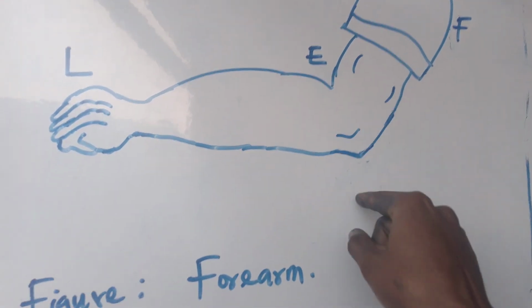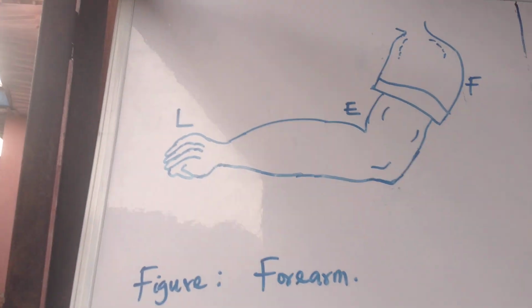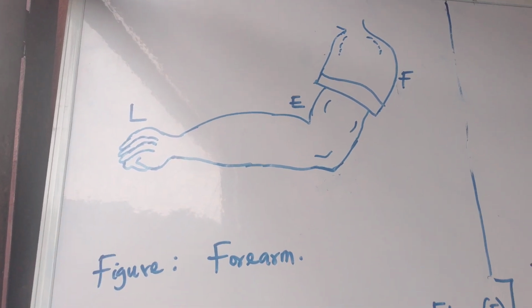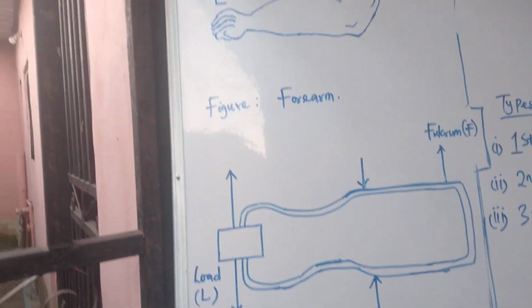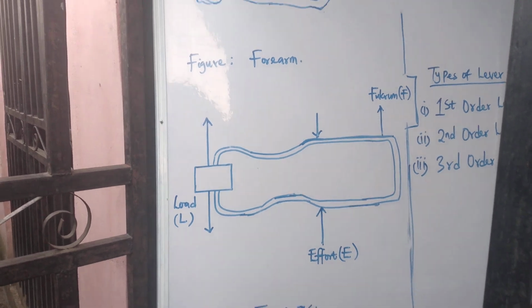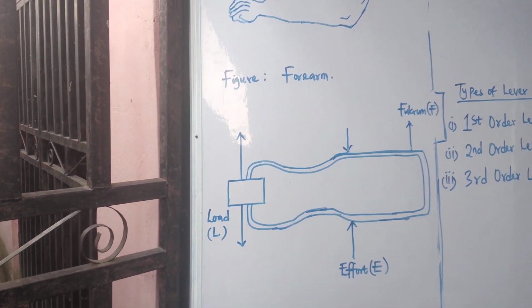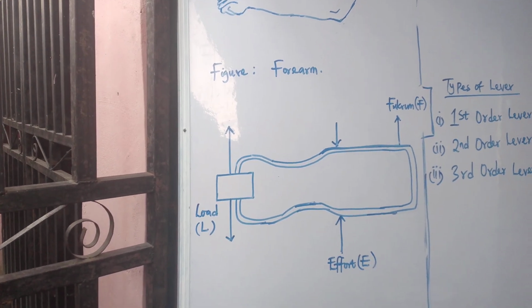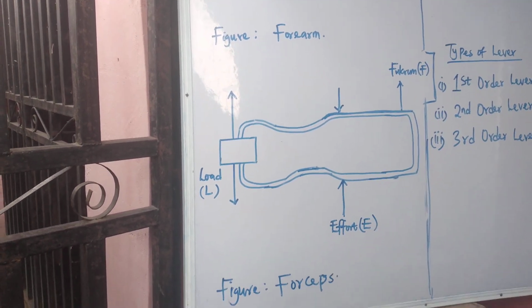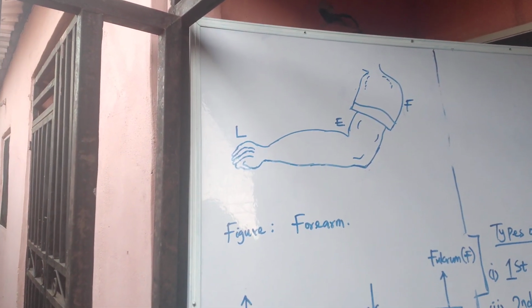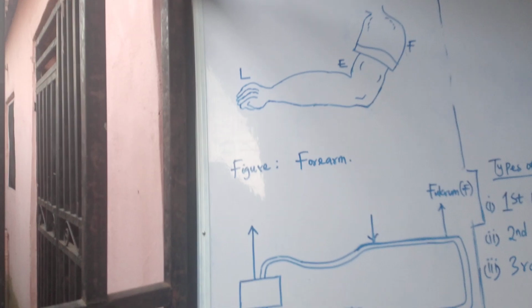So you see the effort is at the middle. The effort is between the load and the fulcrum. Okay, that's for the forearm. Take note of the diagram. For a third order lever, the effort is always between the load and the fulcrum. This is a forceps, and this one is the forearm.